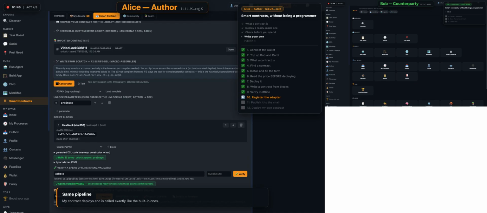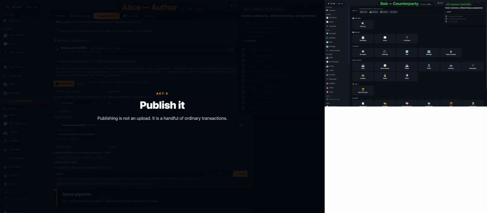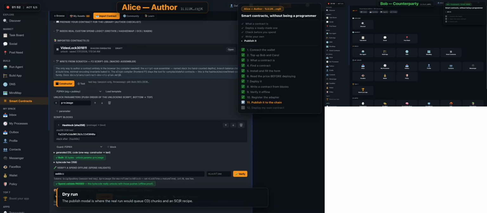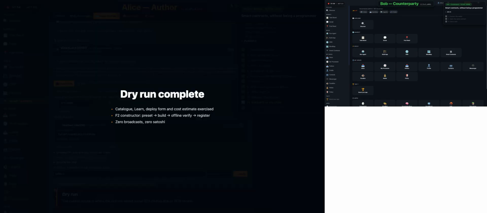Before Satoshi moves, she checks it. A real Bitcoin script interpreter runs in the browser against the script she just assembled. It passes. And notice what the module calls that. An offline proof, not a mainnet claim. It is honest about its limits.